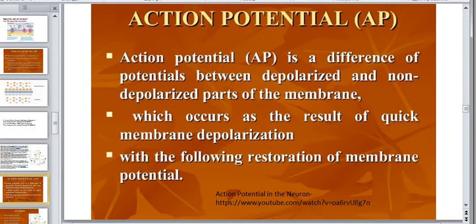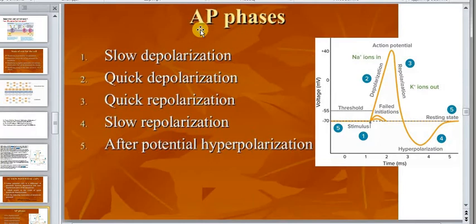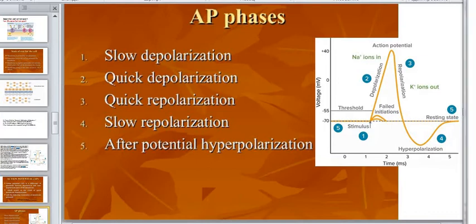And next, we can find the slide about action potential phases. So what phases do you see? Slow depolarization, very little time, quick depolarization, and after that very quick repolarization, slow repolarization, and after that potential hyperpolarization. So what is repolarization? Repolarization is the phase during which the inner resting potential of the cell membrane is restored.